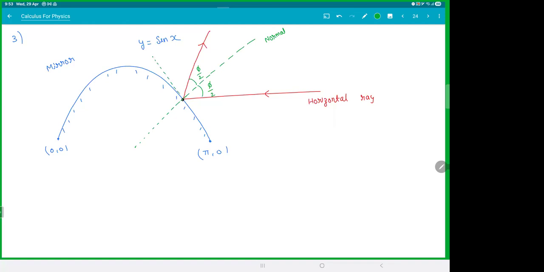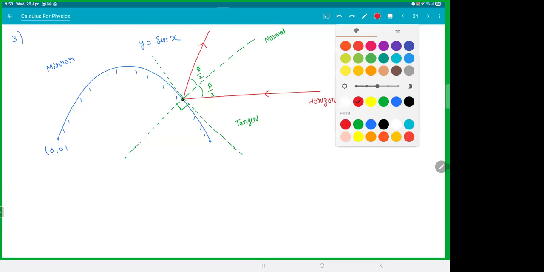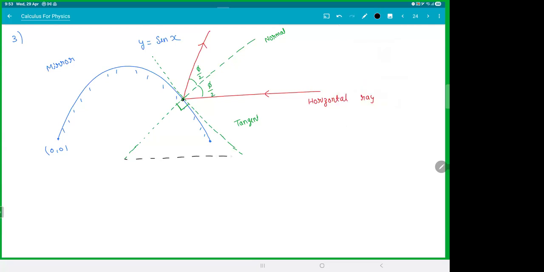And from here, draw a tangent. Remember, this angle will be 90. And you can clearly see this line here, and if you draw a horizontal line, both are parallel. So let's construct a triangle between these 2 points here. This angle also must be phi by 2. Agreed, everyone?